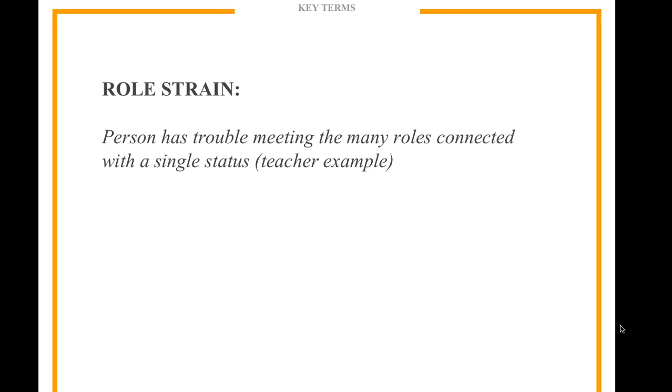That's role strain. So when you see these examples on the quizzes or on the unit test, first thing to ask yourself in the hypothetical situation: is one status involved or are multiple statuses involved? If it's multiple statuses, you're talking about role conflict. If it's just one status and there's a struggle in role performance, it has to be role strain.